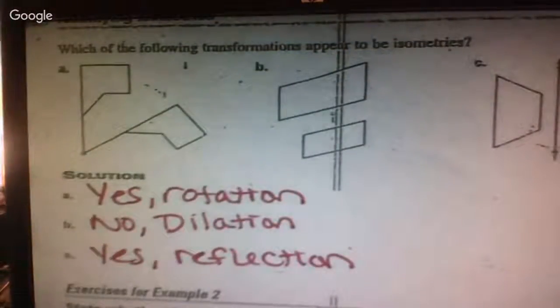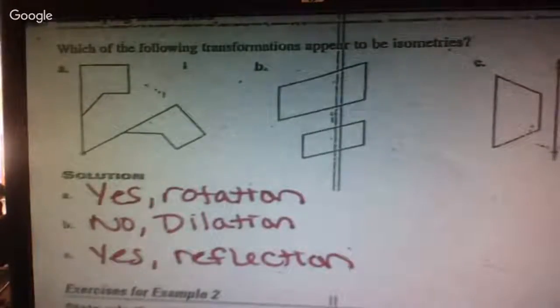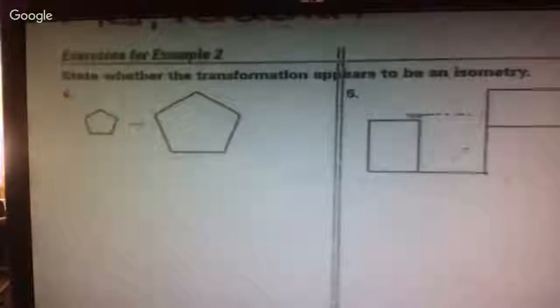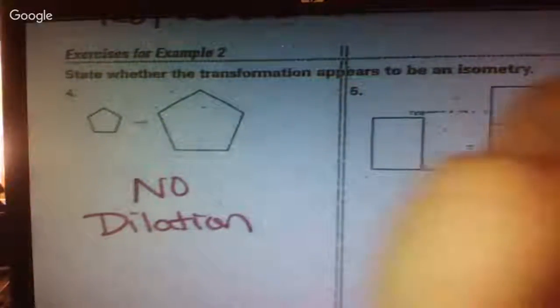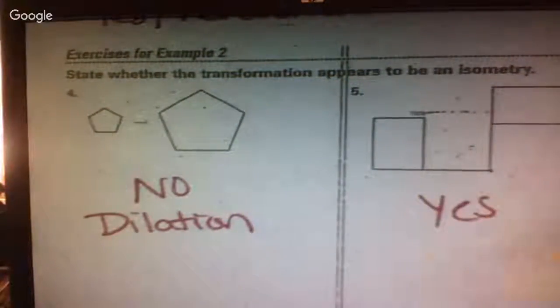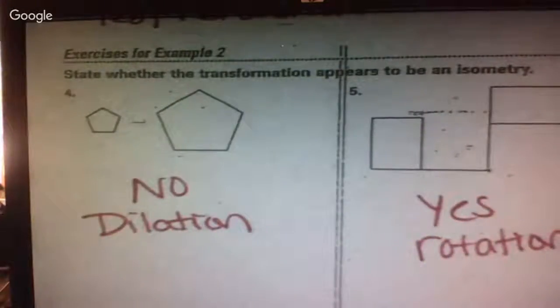Okay. So 1 is a rotation, so that's a yes. 2 is a dilation, which is a no. And C is a reflection, so that is a yes. We're going to do the same thing for example 2 at the bottom. What about 4? No, that's a dilation. And 5 is a yes. That is a rotation.